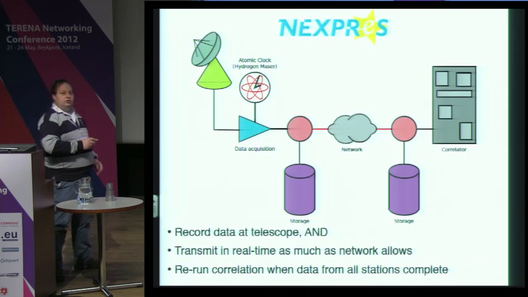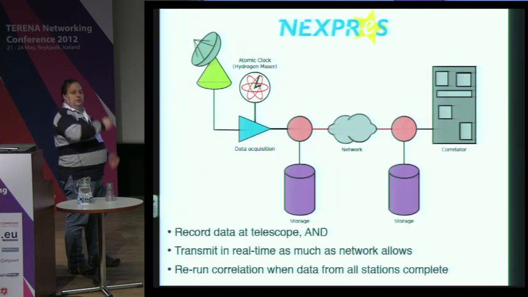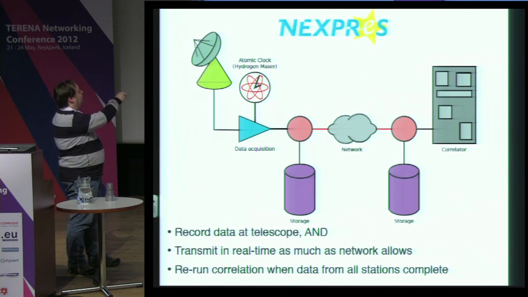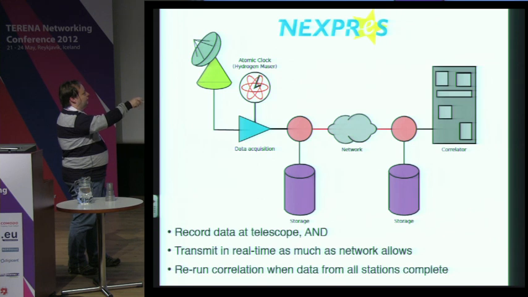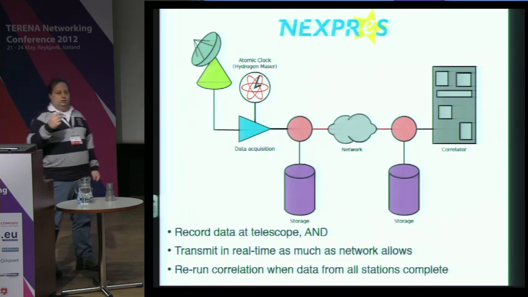So this is sort of a schematic of how the setup works. We have an atomic clock at each telescope, a sampler that digitizes the data, and then nowadays either sends it to disk, and then we ship the disk and we play it back, or it plays in real time. But what we really want to do is to do both.